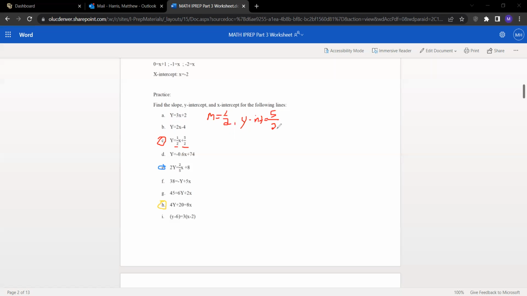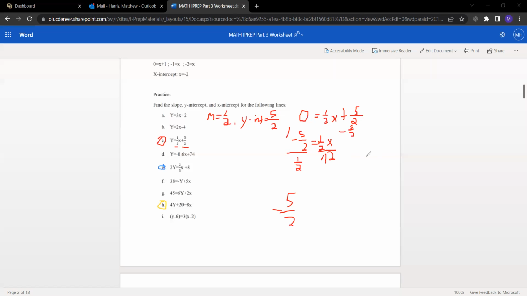Equals 5 over 2. And for our x-intercept, we set y to 0. And we just solve for x. So first we subtract. So we have negative 5 over 2 equals 1/2 of x. So we divide by 1/2 on both sides. Remember how we do division of fractions? We do same, switch, flip, right?